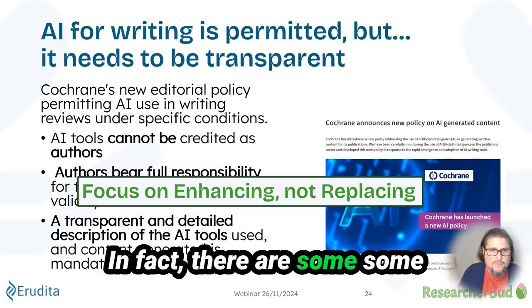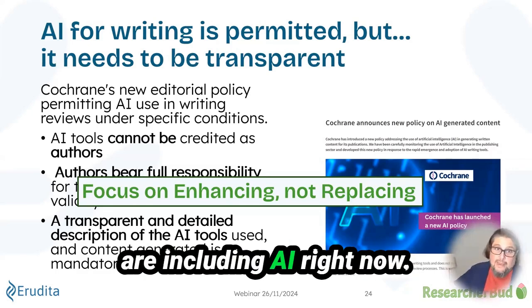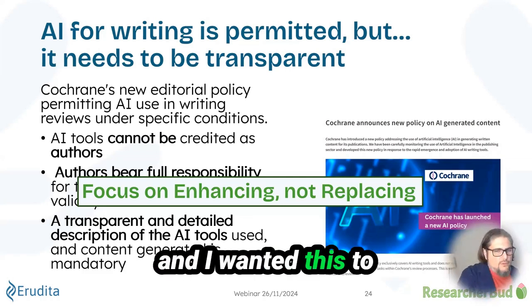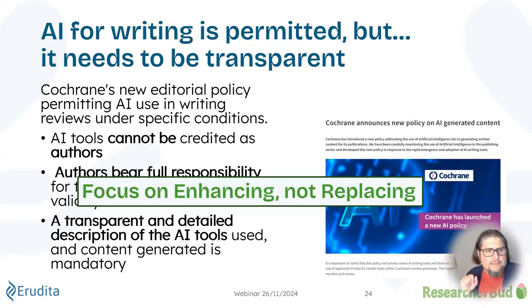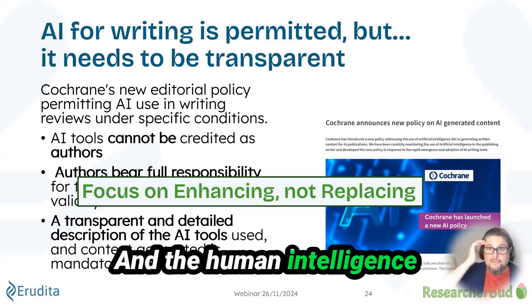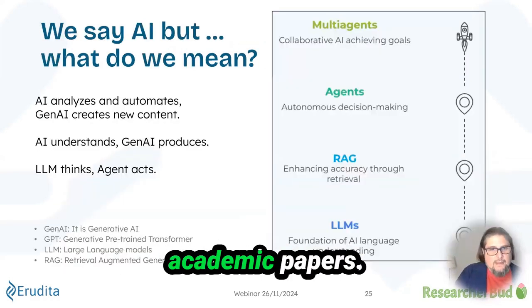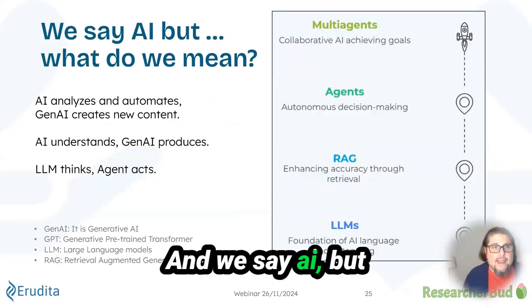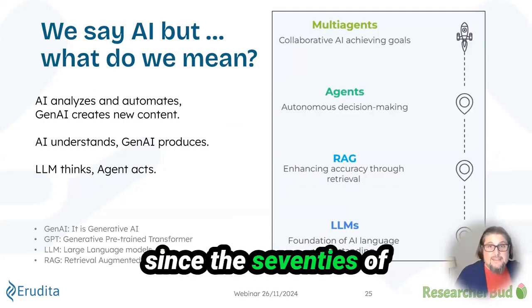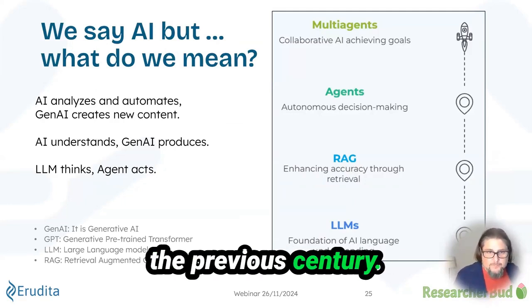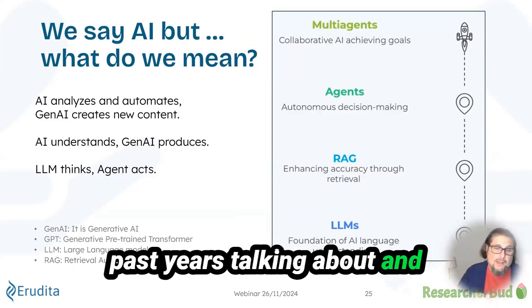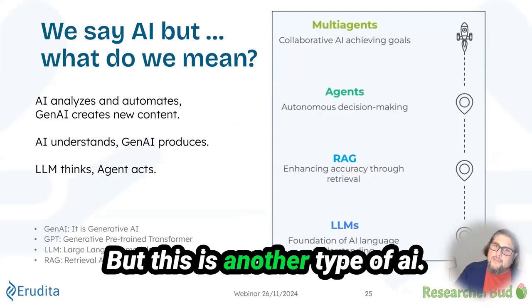In fact, there are some tools for research that are including AI right now. The focus is on enhancing, and I wanted this to be an animation, but it didn't work. The focus is on enhancing, not on replacing. The human effort and the human intelligence should still be in the academic papers. And we say AI, but what we mean is actually generative AI. There has been AI since the 70s of the previous century, and all the machine learning that we have been talking about in the past years, and predictions, that's also AI. But this is another type of AI.